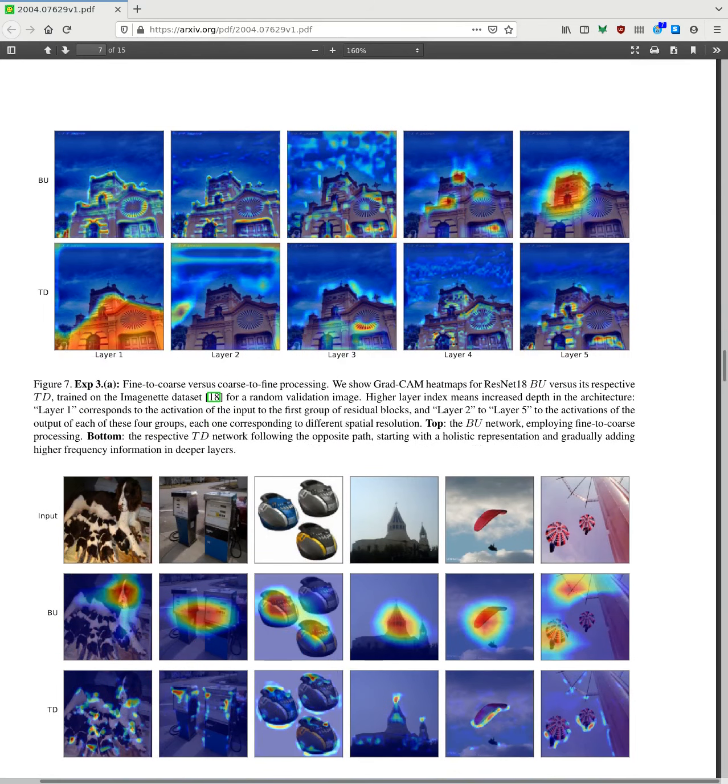In this section they also show that the explainability is slightly better in their case, because the network detects the objects as a whole, and it's not looking for individual parts. So what they say here is that on the bottom is their approach, the respective TD network following the opposite path, starting with the holistic representation and gradually adding high frequency in the deep layers.